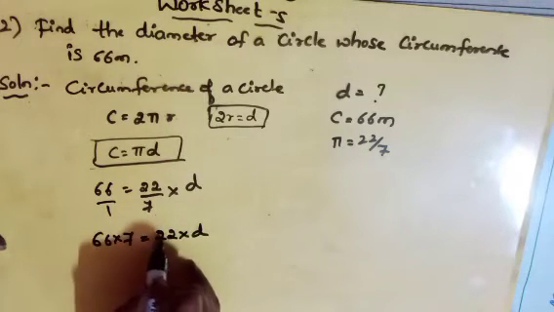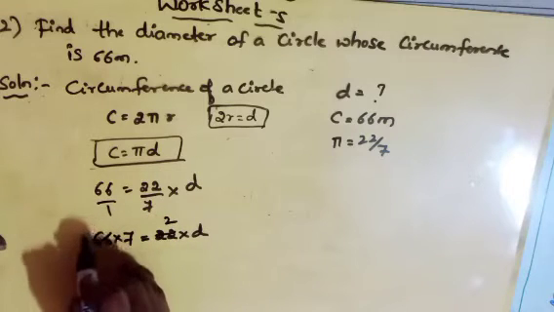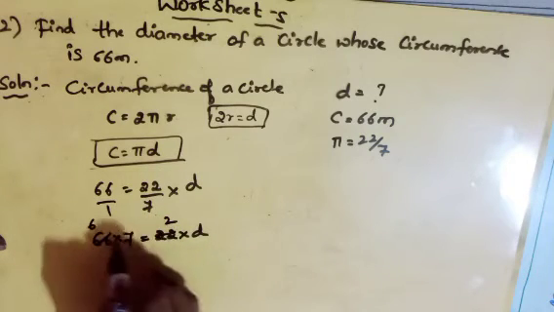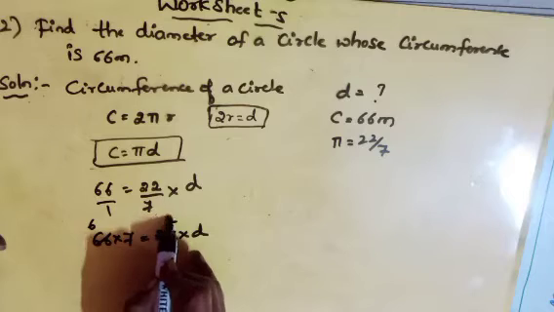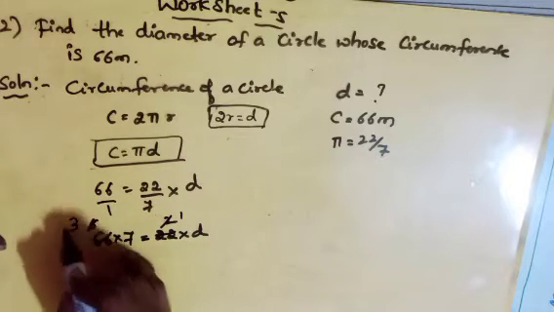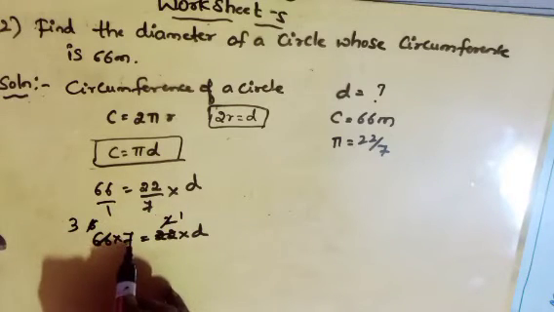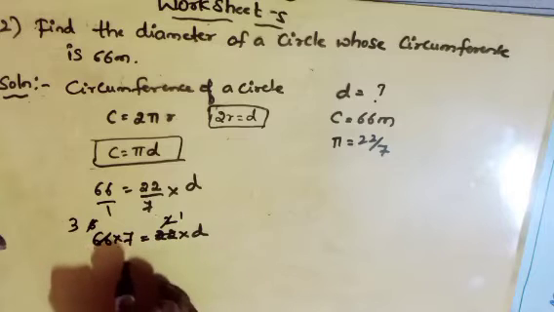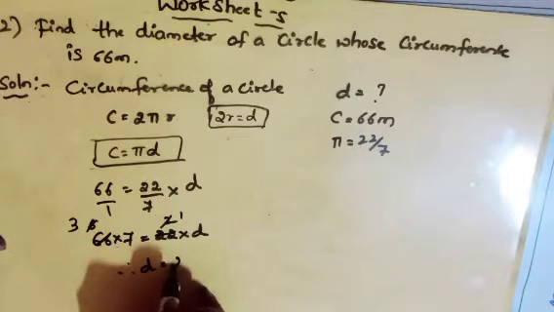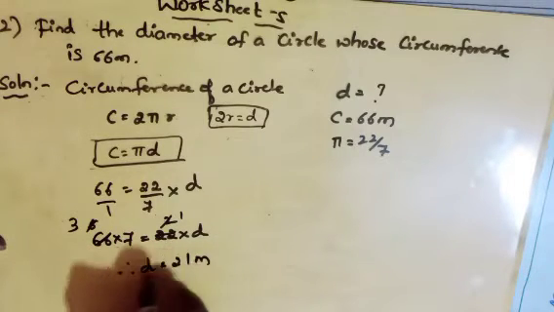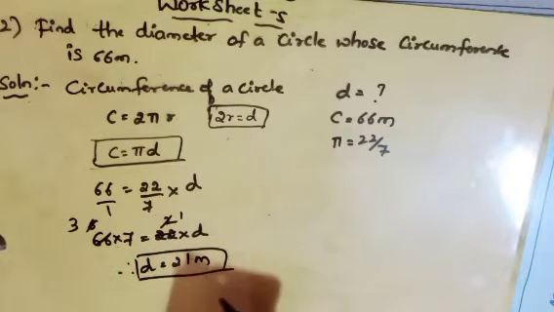So 11 2s are 22, 11 6s are 66, we can cancel here only. 2 1s are 2, 3s are 6, 7 3s are 21. Therefore the value of d equals 21 meter. d means the diameter of a circle equals 21 meter.